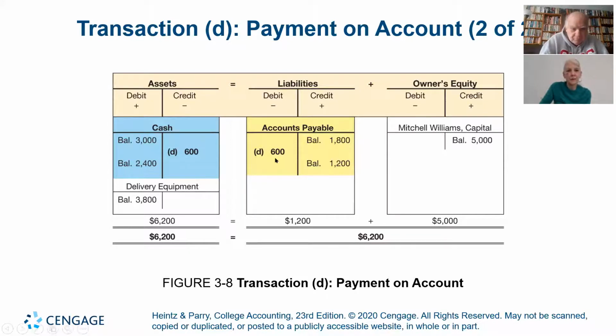Okay, well, we just introduced delivery, he made a payment on the delivery equipment. Cash goes down with the credit, liabilities go down with the debit. And we're in balance.